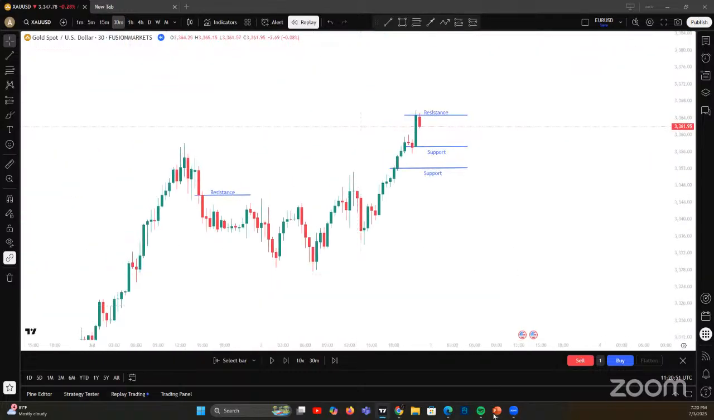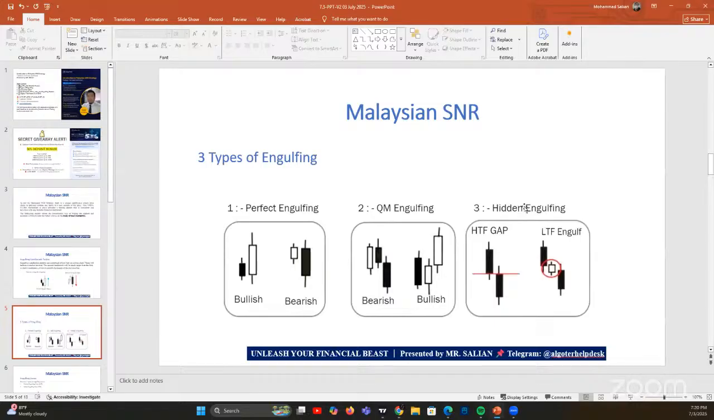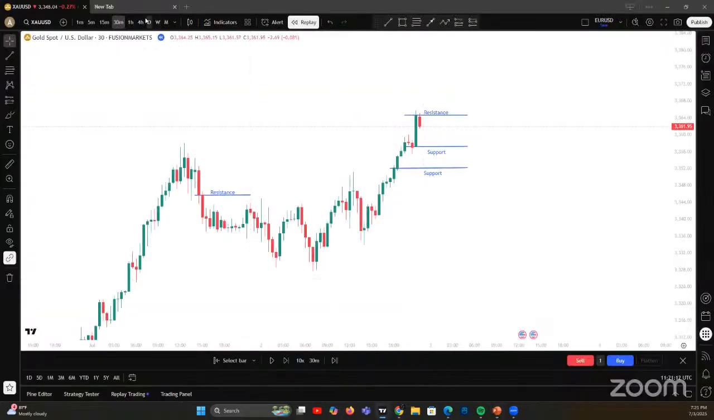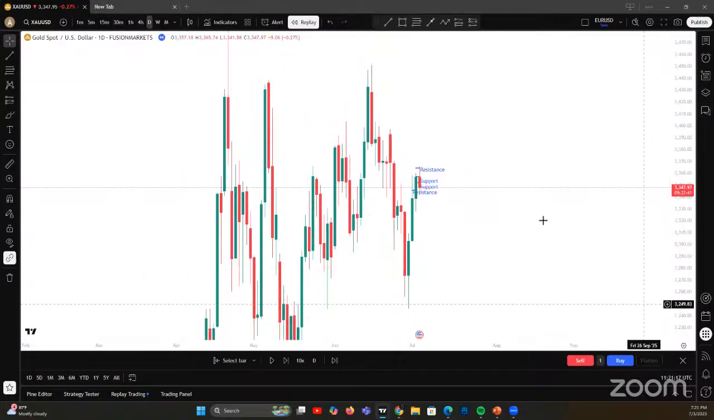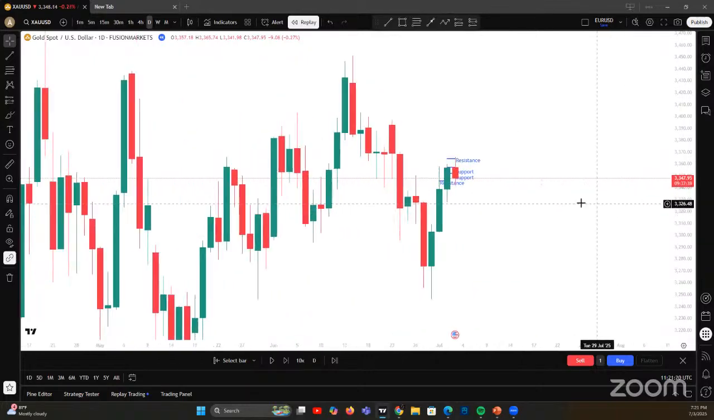Okay, what else? Okay, the hidden engulfing. So this is the one, the higher time frame gap. When you see the two gap SNR like that, okay, there is something hidden there in the lower time frame. Let's see. Okay, for example, daily. Okay, this thing here, this is a gap SNR, right? Let's see if there's something there in the lower time frame.